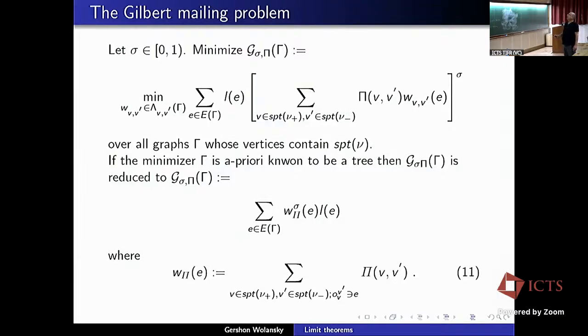the Gilbert mailing problem can be described now in this way. Instead of writing the sum of L_E times W_E to the power sigma, I describe to you here what W_E is explicitly in the case of the mailing. W_E is the collection of all transport going through the plane from V to V prime. We sum over all sources and all targets which go through the edge E, and we collect all of them together and put them to the power of sigma.